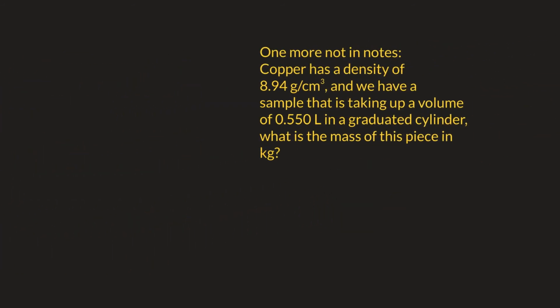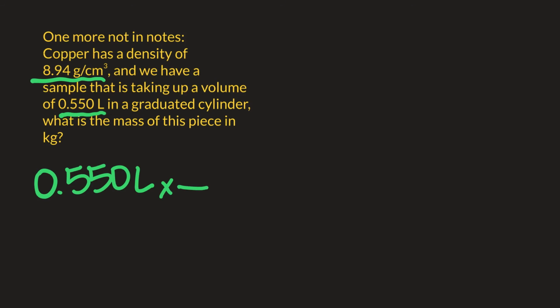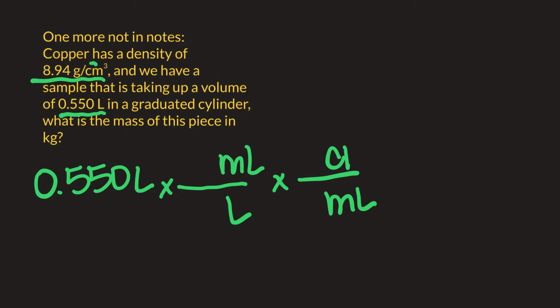All right. One more. This one might be a little bit harder. More steps. Again, I see a density, but I'm not going to start with that. I'm going to start with the volume. So I'm going to start with 0.550 liters. Now, liters has to go on the bottom. I have to cancel it out. But my density has centimeters cubed in it. So I'm going to have to go to milliliters first, and then go milliliters to centimeters cubed, so that I can use my density. Hopefully that makes sense. 1 liter has 1,000 milliliters. Cancel that out. 1 milliliter, 1 centimeter cubed. Cancel that out.